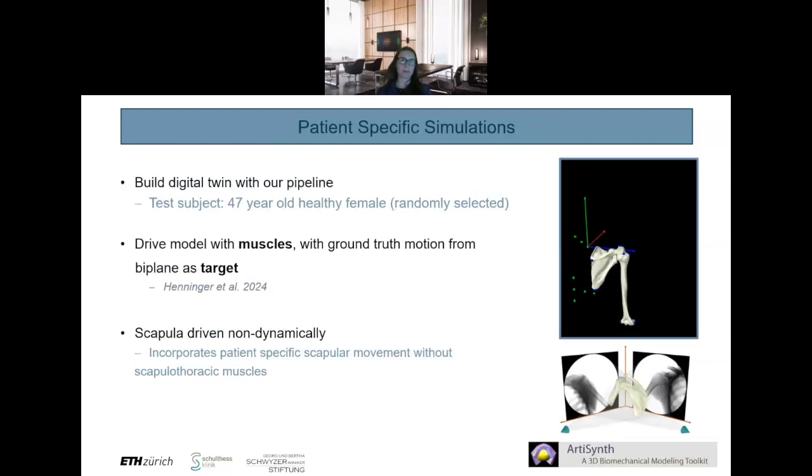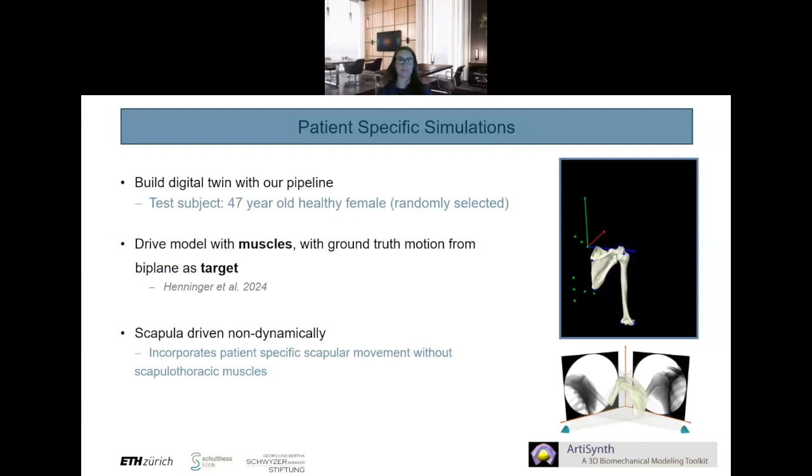So to test whether this pipeline worked, we just used one subject for now, although the pipeline is automated. This is just for our initial test. This was just selected as the first subject in the data set. We drive the model with the muscles, with the ground truth motion data being the biplane marker data. So this is not skin marker data except for the thorax. It's just markers that were placed on the biplane bone. So it's really the high resolution biplane kinematics.